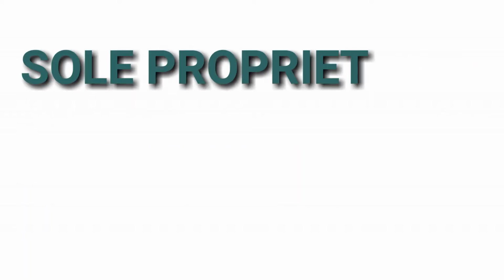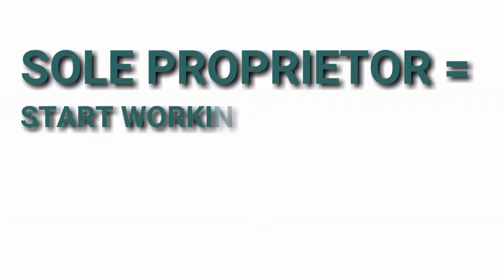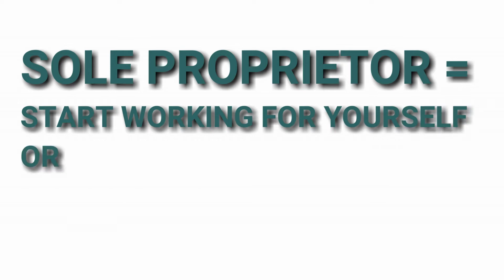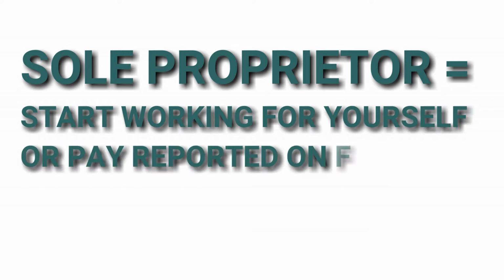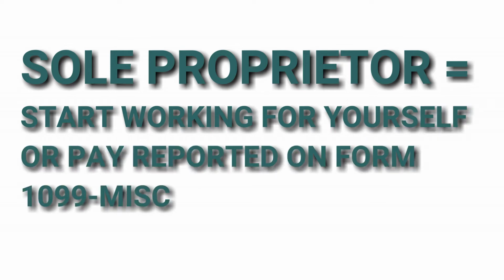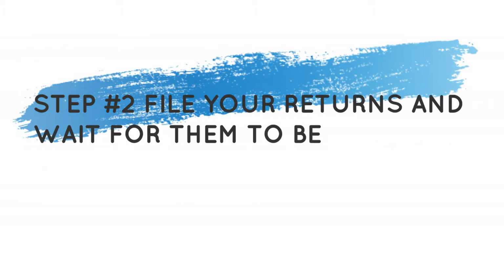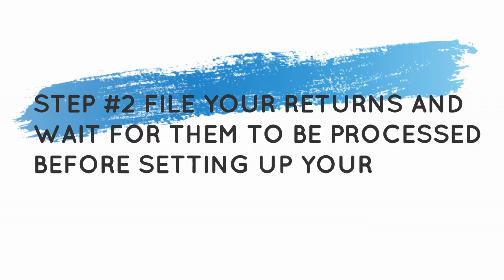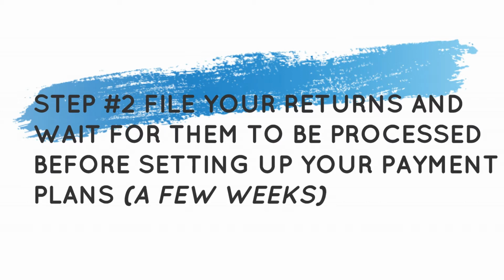Otherwise, if you just start working for yourself, or you receive a 1099 from a business, then you are what's called a sole proprietor. That's the legal name for your business, and you also default to be taxed as self-employed. You can file your taxes. You typically have to wait until your returns have been processed to apply for the payment plan. So submit your returns, wait a week or 2, and then go in and set up your payment plan.